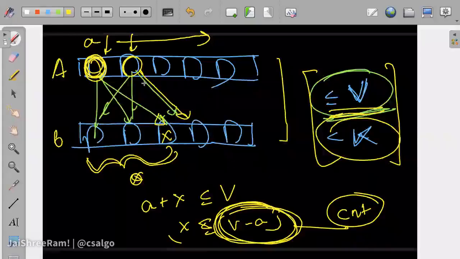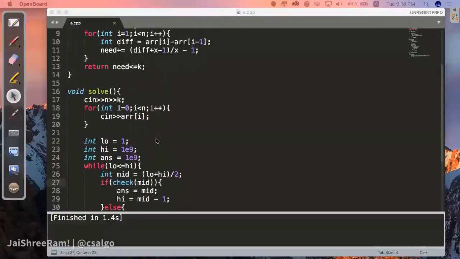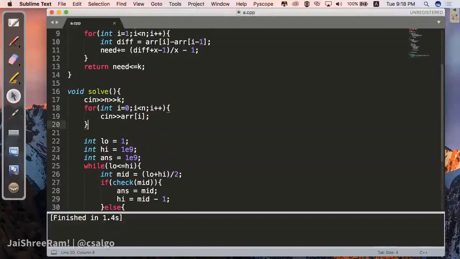Okay, so let me write the code. I think that will make much more sense, because without code things are sometimes difficult to understand.